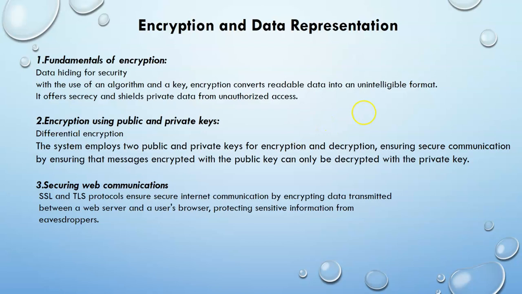The second one is encryption using public and private keys. Asymmetric encryption: the system employs two keys, public and private, for encryption and decryption, ensuring secure communication. A message is encrypted with the public key and can only be decrypted with the private key.